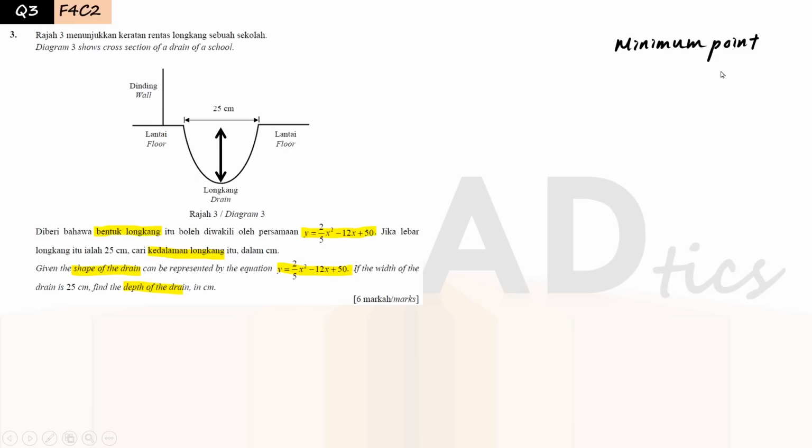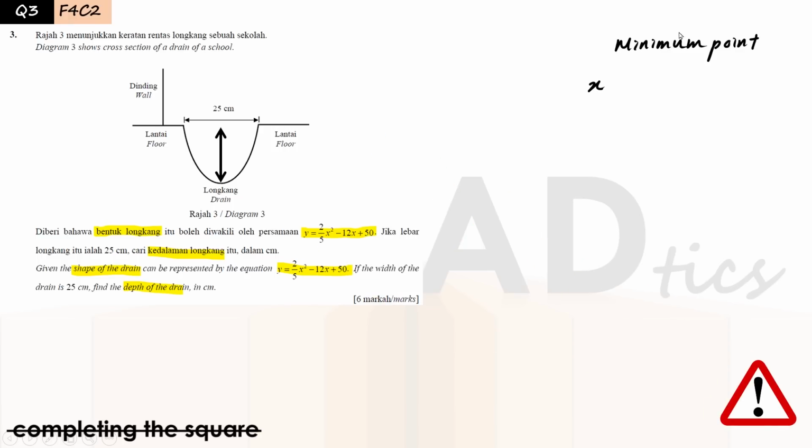To find the minimum point of the drain, we can use completing the square, but since here it doesn't say to use completing the square, we can use an easier way to find the coordinates of the minimum point. The easier way would be to focus on finding the x coordinate of the minimum point first. Recall that the x coordinate of the minimum point describes the axis of symmetry, meaning the middle line of this curve, or the middle line of this drain.